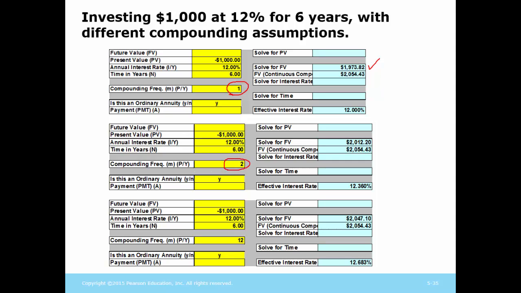What if we compound twice a year? Change the compounding frequency, the M, from 1 to 2. That's $2,012. It's the same investment, but now it's worth roughly $40 more. What if we did it monthly? Monthly is 12 as the compounding frequency. The value is $2,047. So relatively speaking, it's over $70 more if we calculate interest month to month than once a year. So there is a difference in the ending amount, the amount that we solve for.